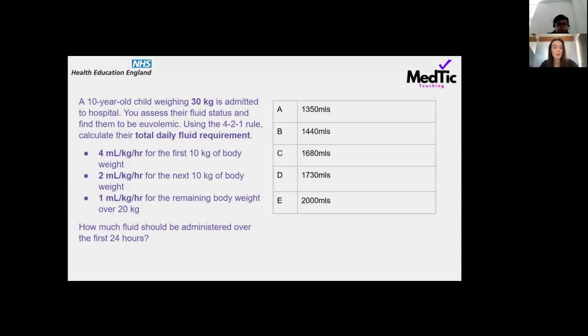So this one is the next one. It's about paediatric fluid calculation. So we'll give you a little bit longer to work this one out. So a 10-year-old child weighing 30 kilos is admitted to the hospital. You assess their fluid status and you find them to be euvolemic. So using the 4-2-1 rule, which is just below the question, please calculate their total daily fluid requirement. So how much is needed in the first 24 hours of their admission. We'll give you about a minute to sort this one out. And I'll try and sort out a poll as well.